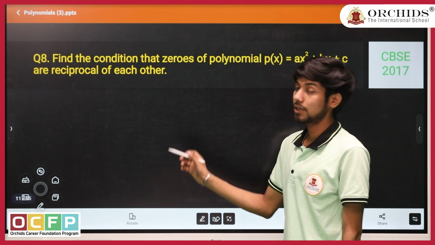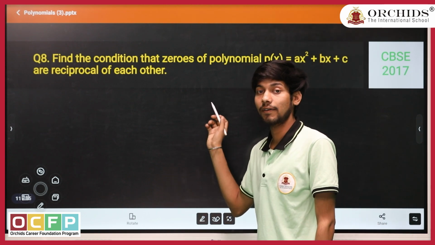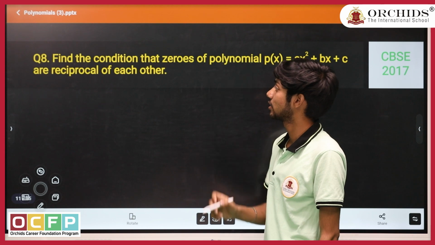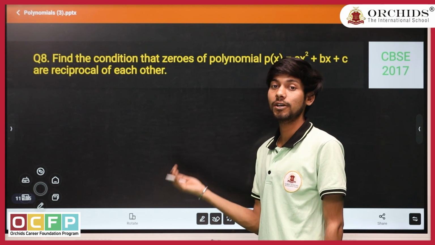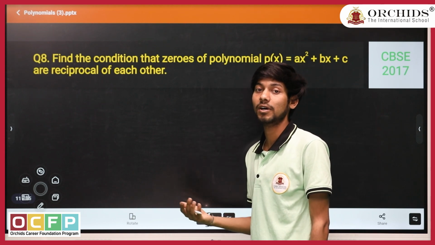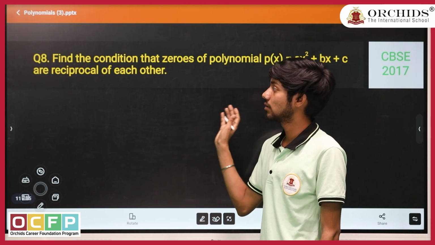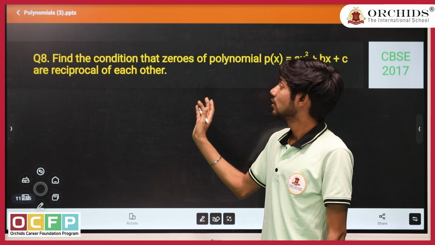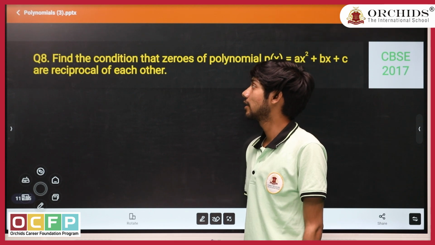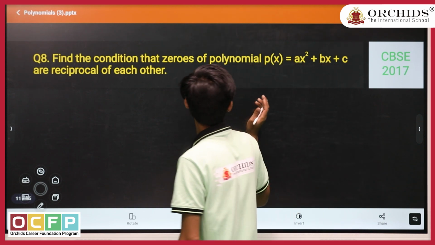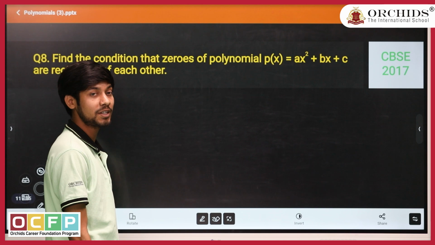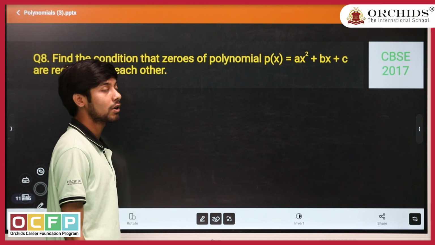So this question was asked in CBSE Board 2017 exam, and it was a very good question. And this question is a repetitive kind of question, so it is asked multiple times in the exam. Make sure you understand this question very well. In the question it is given, find the condition that zeros of a polynomial p(x) is equal to ax square plus bx plus c are reciprocal of each other.